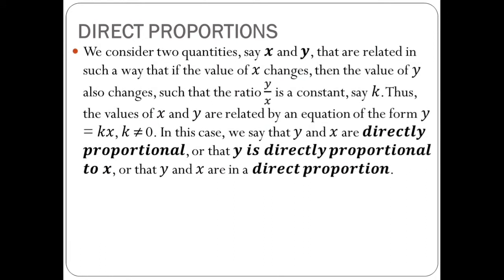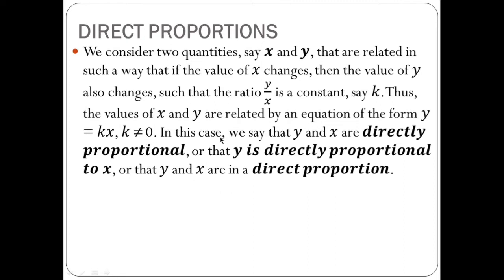Okay, so direct proportions, we consider two quantities, say x and y, that are related in such a way that if the value of x changes, then the value of y also changes, such that the ratio y over x is a constant, say k. Thus the values of x and y are related by an equation of the form y equals k times x, wherein k is not equal to 0.